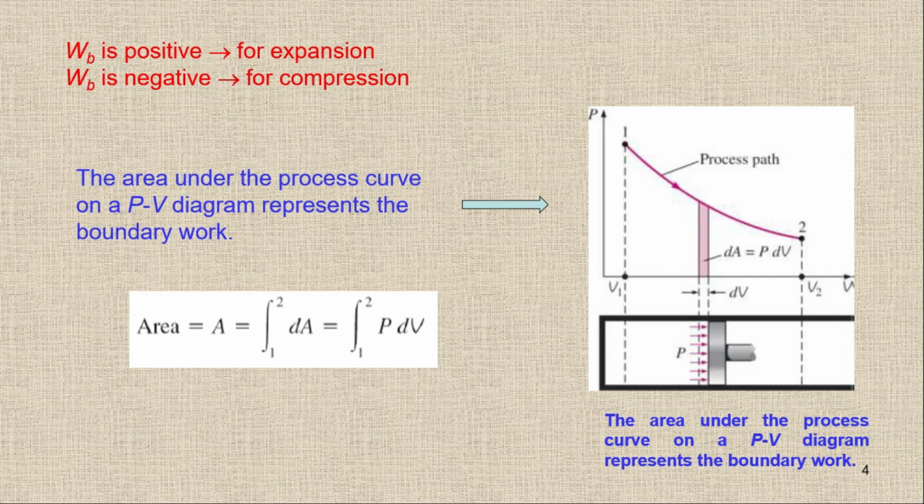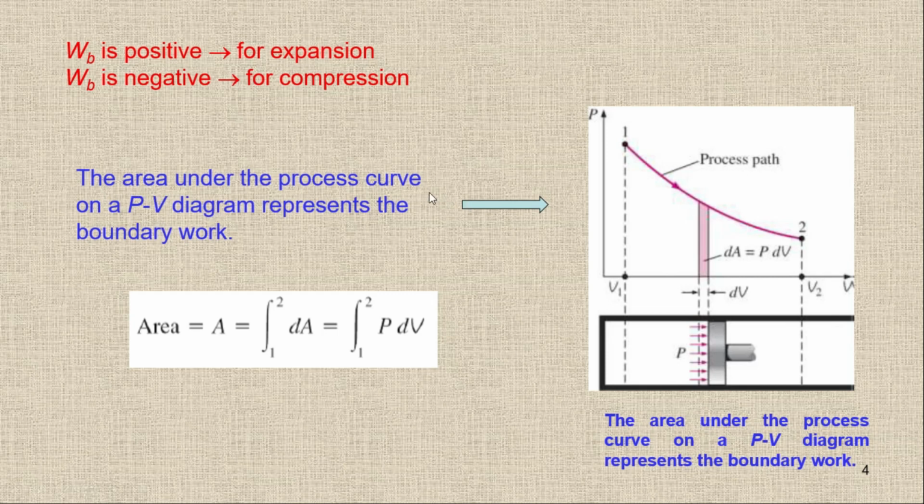Now, in the moving boundary work, if we have the piston cylinder device and it is moving up and down, if there is an expansion process, then WB, or the moving boundary work, is always positive, while the moving boundary work is negative for a compression process. So whenever there is compression, you will get a negative value, while for the expansion process you will get a positive value of the boundary work.